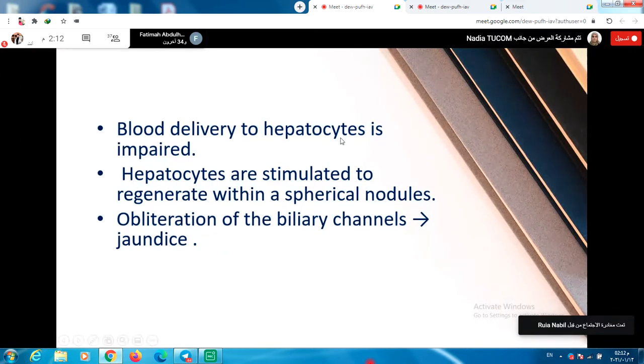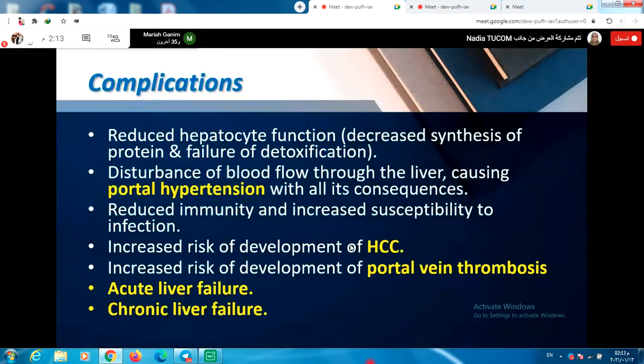Blood delivery and passage of blood through the hepatic sinusoids will be impaired, and also blood delivery to the hepatocytes will be impaired, and the hepatocytes will be stimulated to regenerate within a spherical limited nodule. This will also obliterate the biliary channels and result in backflow of biliary secretion and jaundice formation.